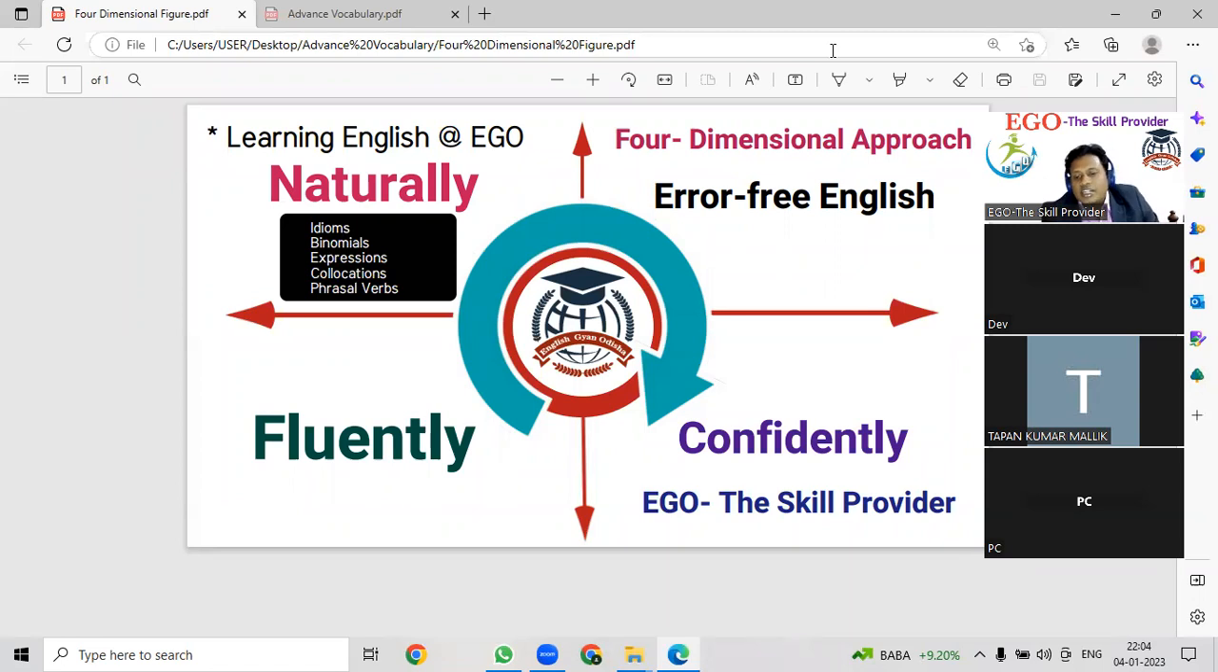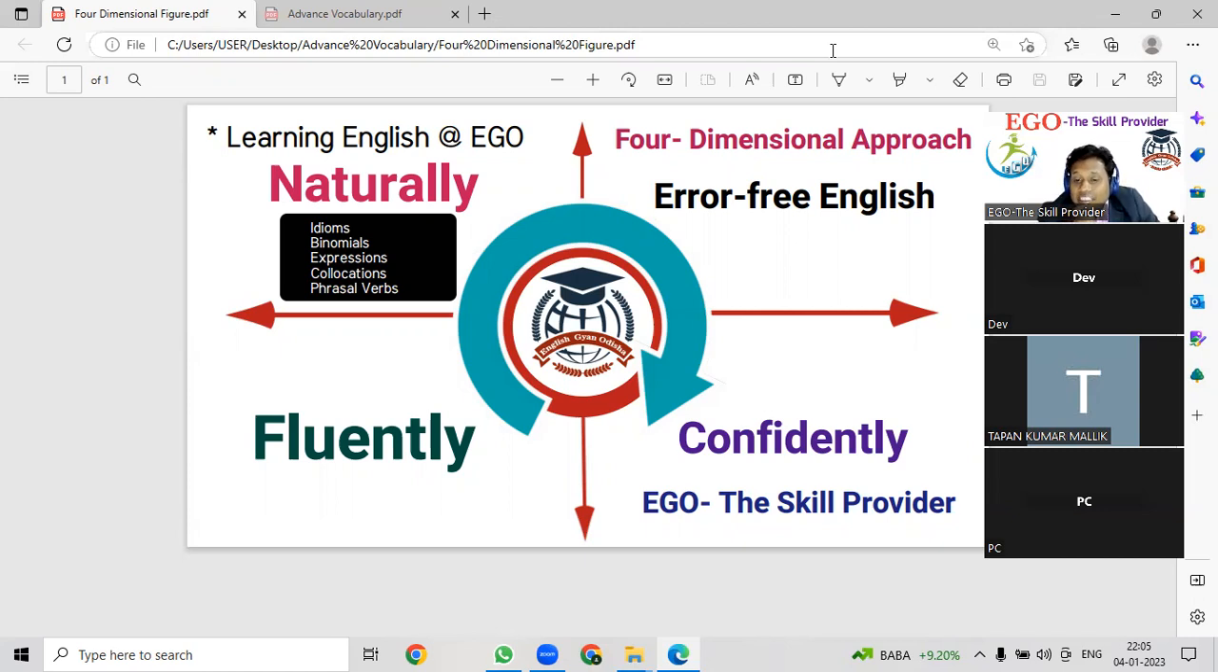Once you start speaking error-free English, it will give you the much needed confidence so that you can speak English confidently. Once you start speaking English confidently, then you can speak it fluently. Once you are able to achieve confidence and fluency, you will try to achieve something extra, that is called natural English. What is natural English? Using a lot of idioms, binomials, expressions, collocations, and phrasal verbs. If you're using these five things, then you become a natural speaker. Whenever I say natural speaker, I mean you become a native speaker.